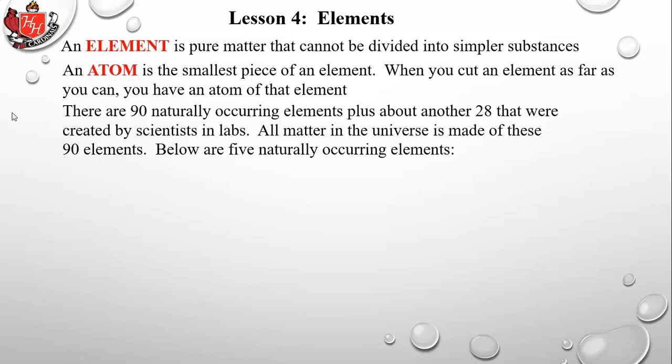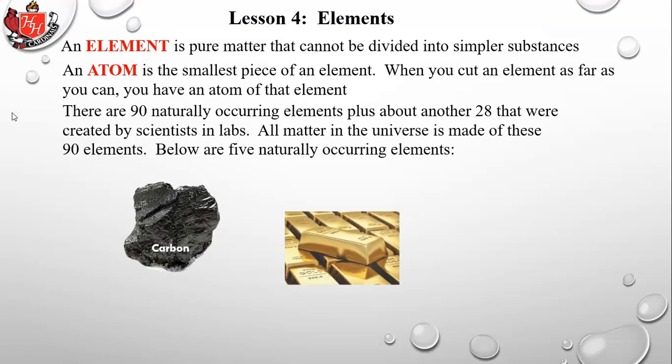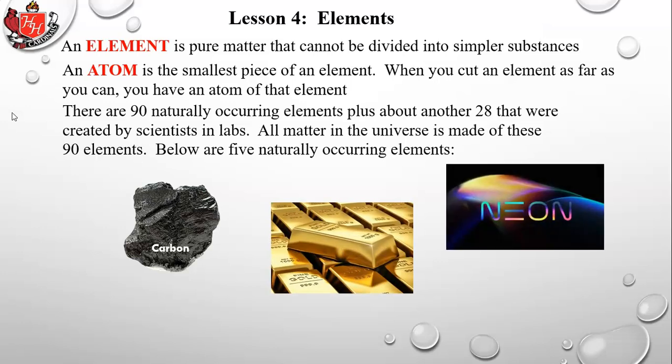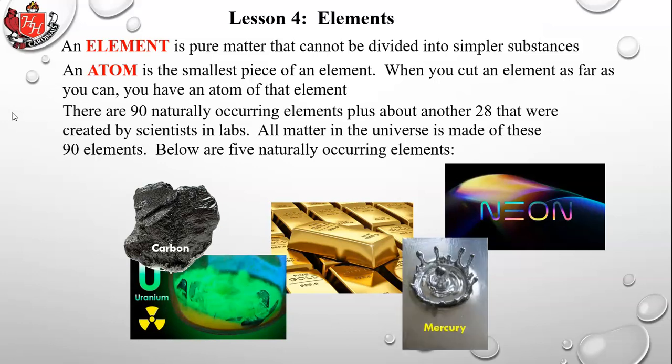Below are 5 naturally occurring elements: carbon, gold, neon, uranium, and mercury.